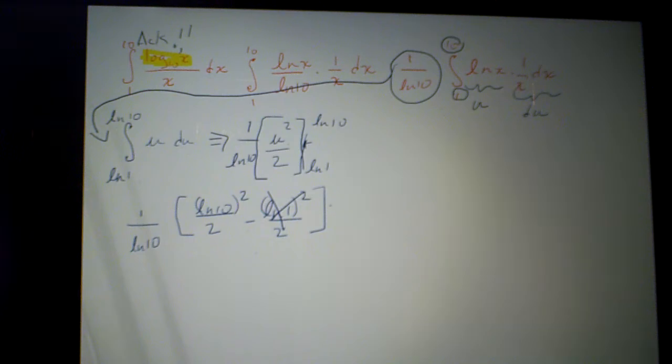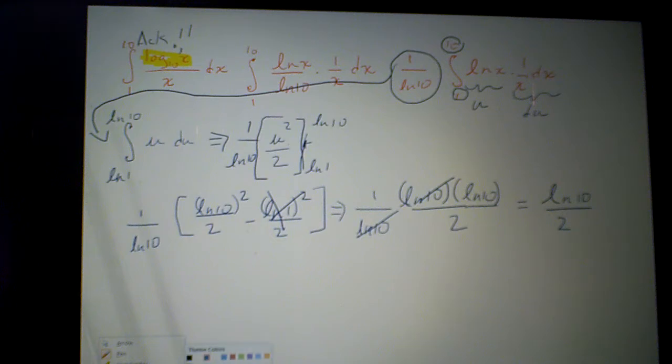ln 10 squared is, of course, ln 10 times ln 10. Bye. And I end up with ln 10 over 2, which is a perfectly legitimate answer. I leave it alone and move on if I'm doing my own work, writing out my own work. But if this is multiple choice, I think to myself, this answer could be there.